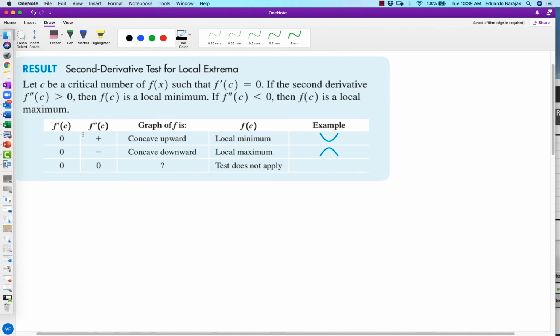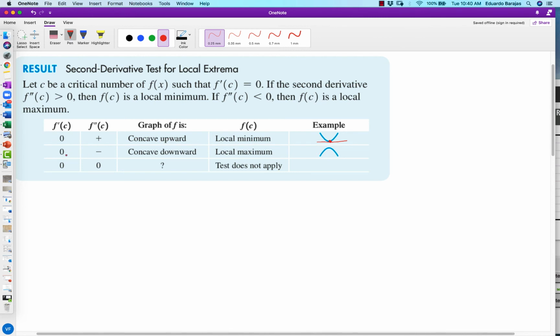The combination of those two means that it's concave upward, which means that we have a local minimum. So it'll look something like this. Concave upward, remember, it's like a little happy face. The place where our first derivative will be 0 will mean that the tangent line will be horizontal. So we'll have a tangent line right there. That's where the tangent line is horizontal. So we'll have something that looks like that, and so we'll have a local minimum.